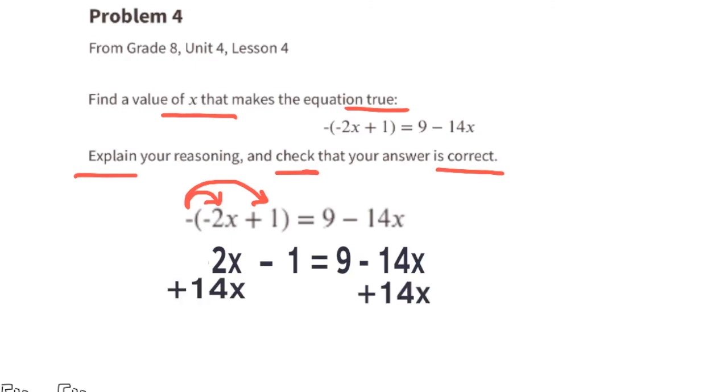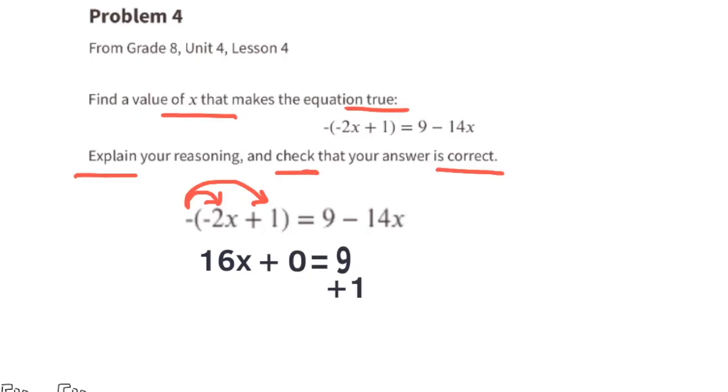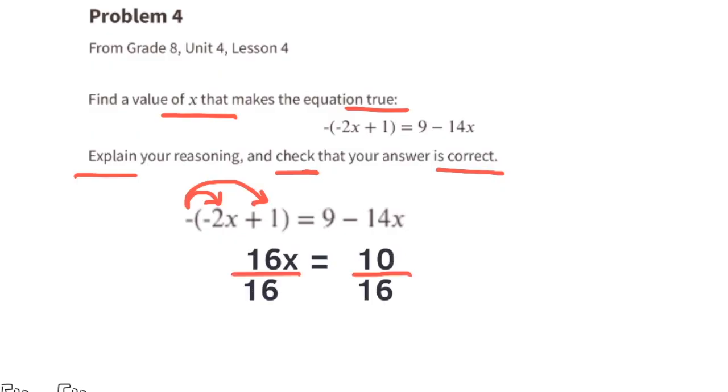Let's add 14x to both sides. Now the equation reads 16x minus 1 equals 9. Let's add 1 to both sides. Now the equation reads 16x equals 10. Divide both sides by 16, and you have 1x, or x, equals 10 over 16, which is equivalent to 0.625. x equals 625 thousandths.